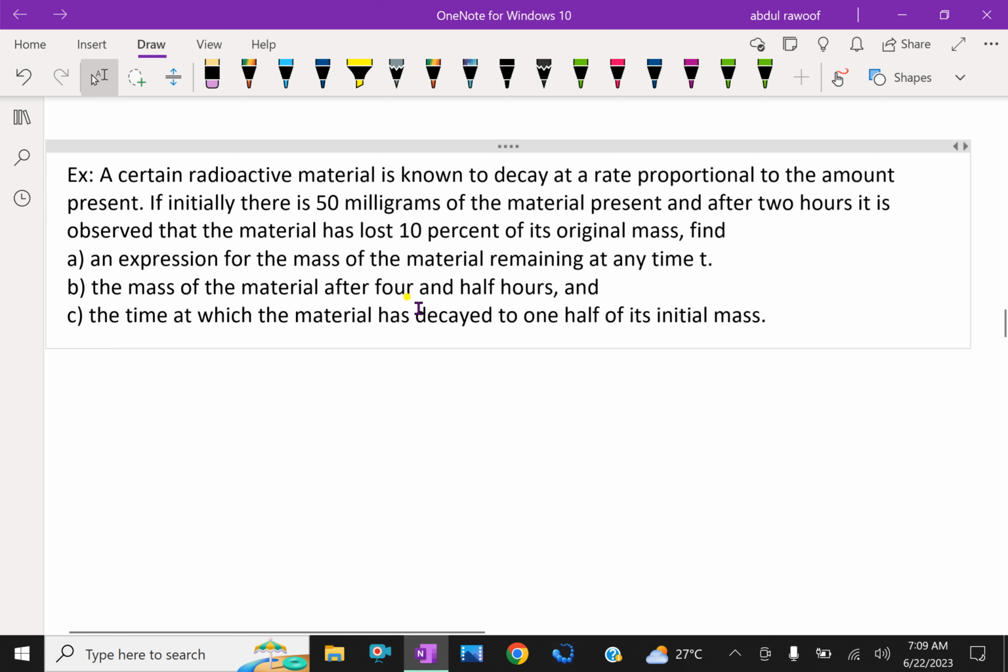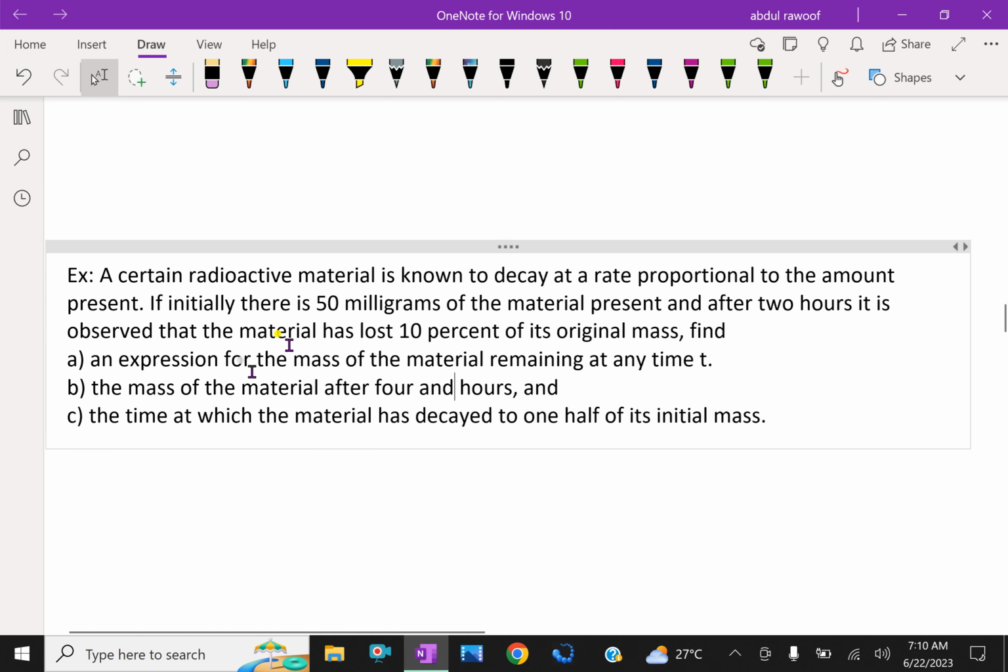Find an expression of the mass of the material remaining at any time t. The mass of the material after 4 hours. We have to find after 4 hours the mass of the material. Then the time at which the material has decayed to one half of its initial mass.